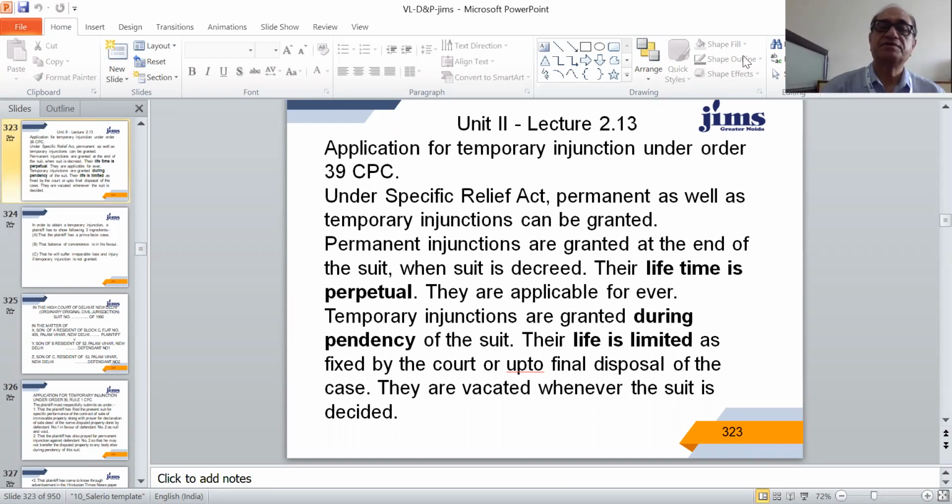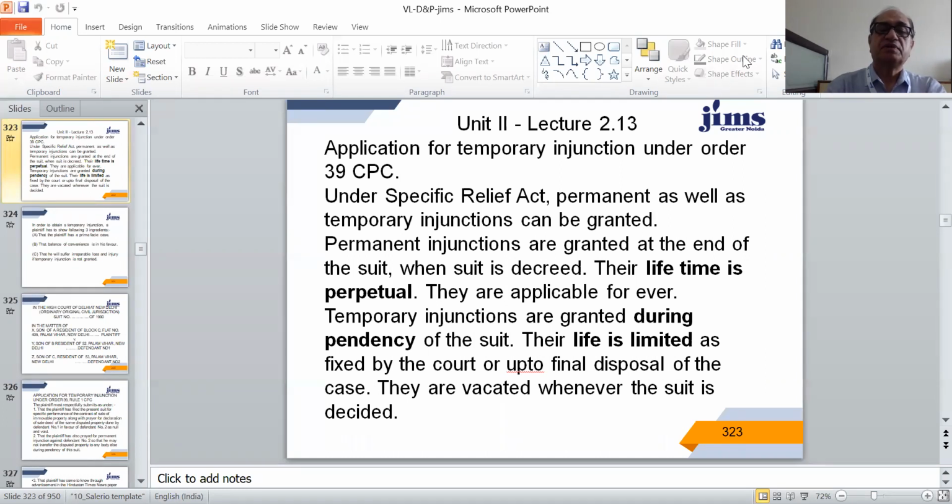Welcome back, dear students. Today we will learn how to draft an application for temporary injunction under Order 39 of CPC. My dear students, you know that under the Specific Relief Act, permanent as well as temporary injunctions can be granted.